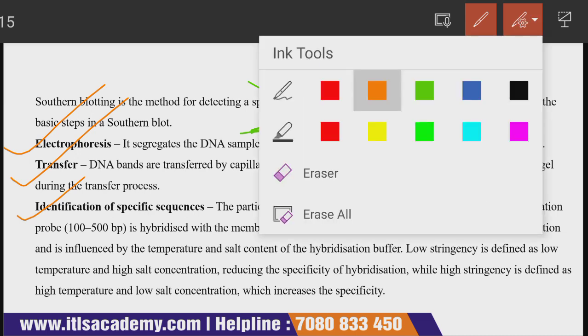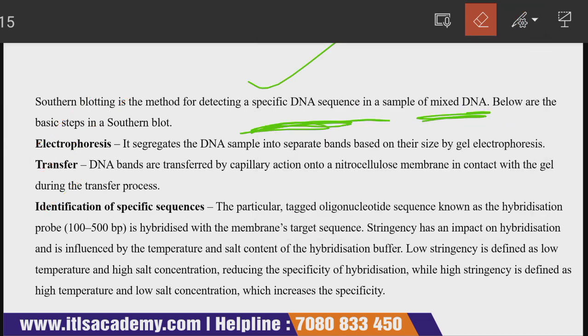So if we talk about the first step, the first step says that electrophoresis segregates the DNA sample into separate bands based on their size by gel electrophoresis. Here also the DNA gets segregated into separate bands on the basis of their size by gel electrophoresis. So which type of electrophoresis is used here? The gel electrophoresis.